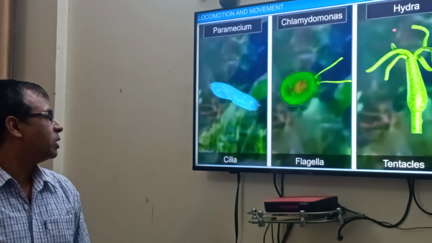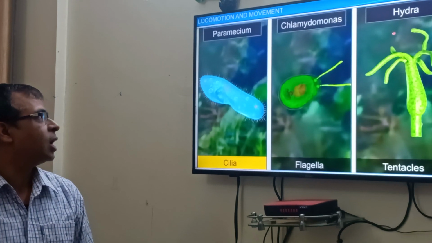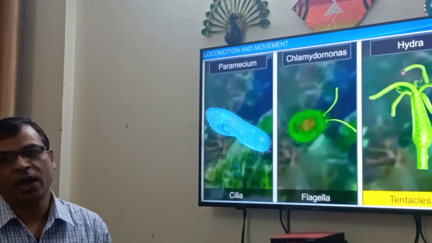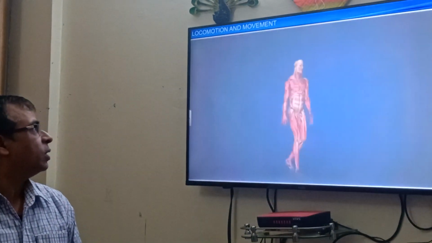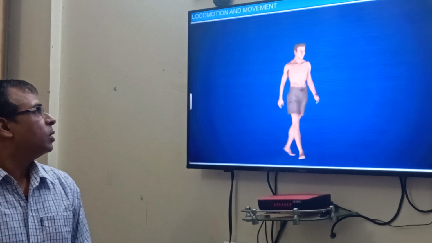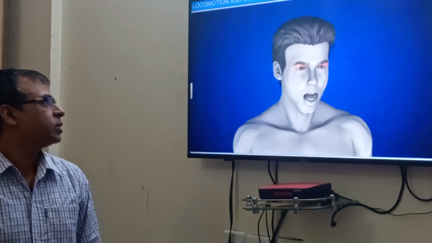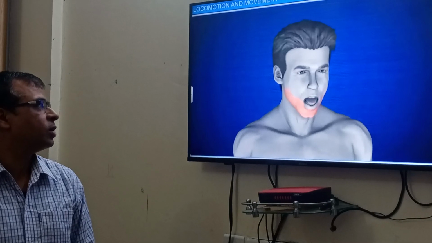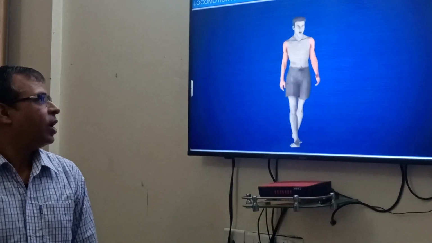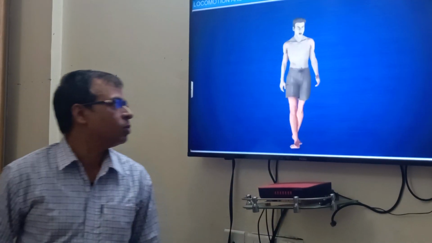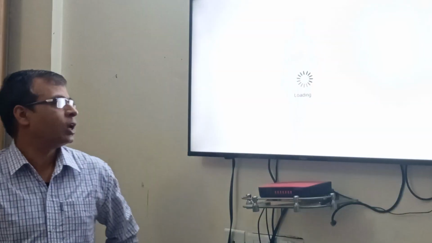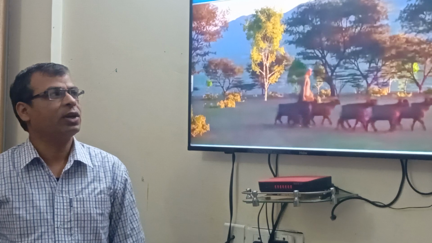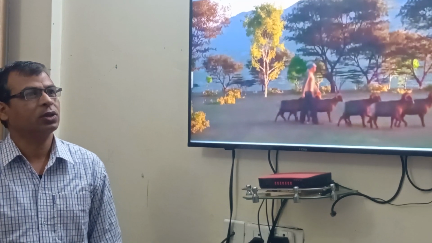Different movements by cilia, flagella and tentacles are shown by paramecium, chlamydomonas and hydra. These are the different movements. We can also move eyelids, tongue, jaw, and lower limbs and upper limbs. So there is a difference between movements and locomotions.